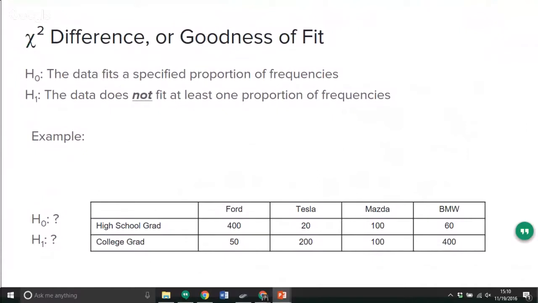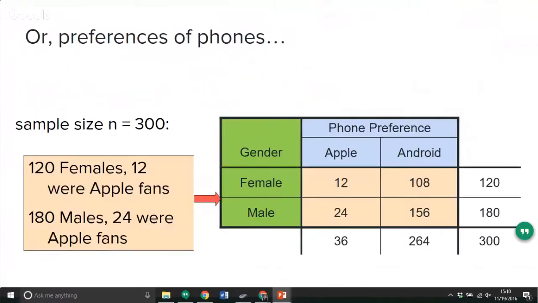All right, so we talked about the proportion of frequencies. Now let's look at some preferences of phones. If we sampled 300 people, we find that 12 women like Apple, 108 women like Android, 24 men like Apple, and 156 like Android. And you can see that the rows calculate all out, and the columns calculate all out. And so there we have what we call the cross tabulation table.